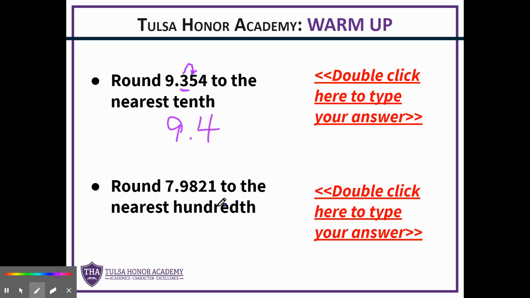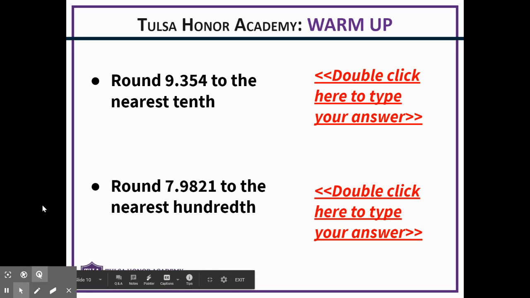Alright, so for this problem, we were rounding to the nearest hundredth. So we'll go to our hundredths place. We'll look to the right. It's 4 or less, so we're going to round down. So that makes our answer 7.98, rounding to the nearest hundredth. I'll go ahead and give you guys 10 seconds to write that down or put it into your Google slide. 9, 8, 7, 6, 5, 4, 3, 2, 1.